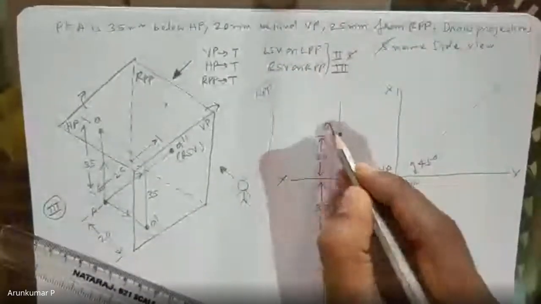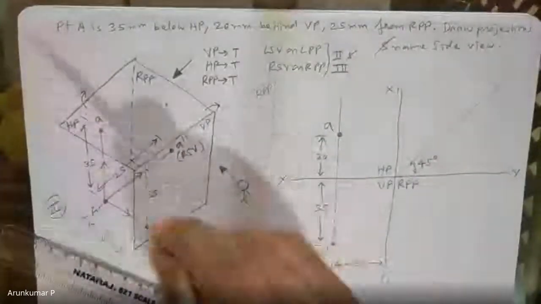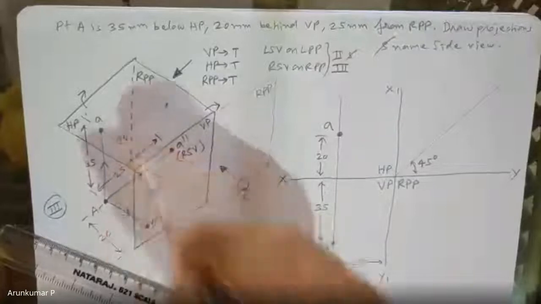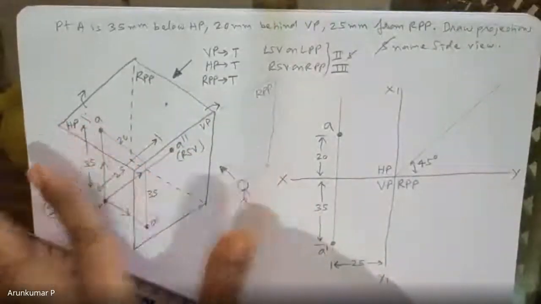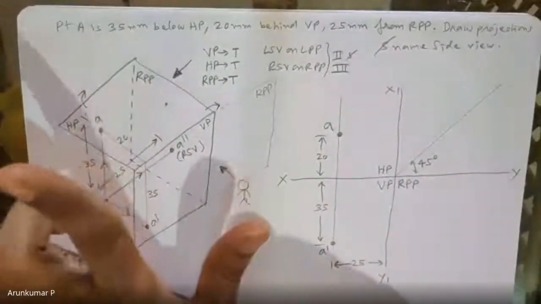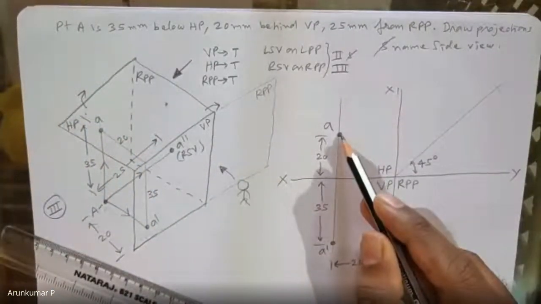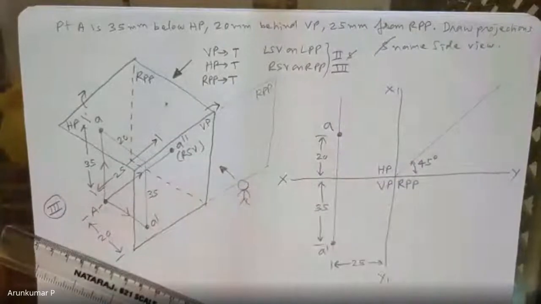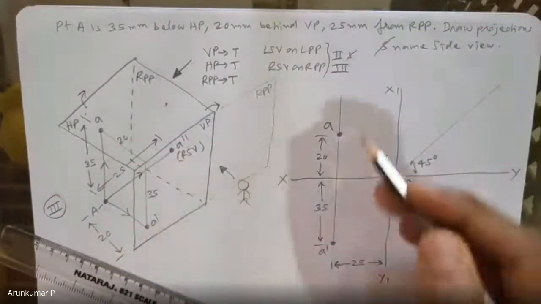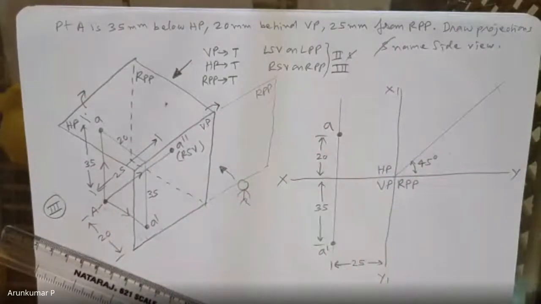I'll get top view. Now we know that this vertical line which is 20 mm long, when you rotate HP, this horizontal line becomes a vertical line. That is why you're getting the top view above XY line 20 mm away. Okay, so you have the front and top view. Done.